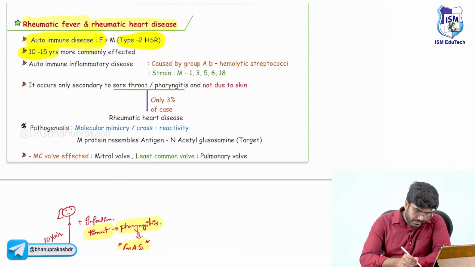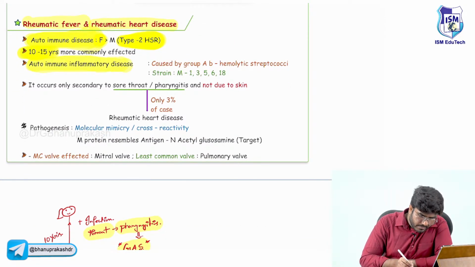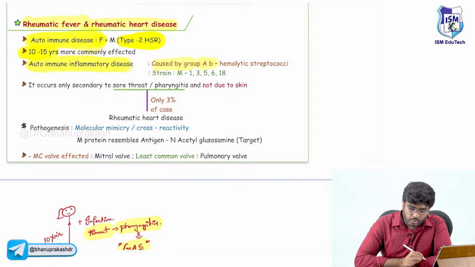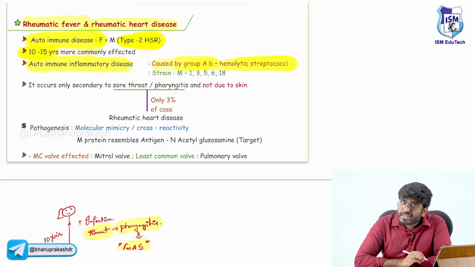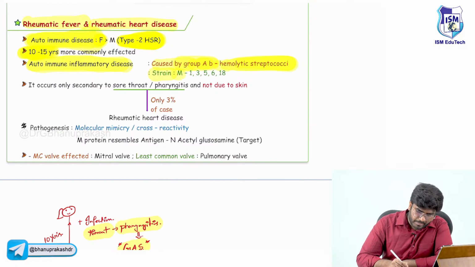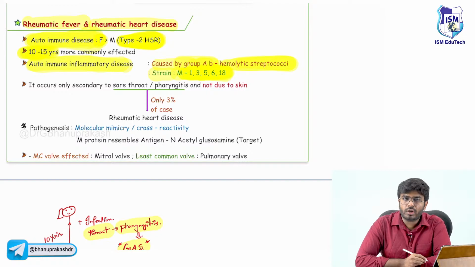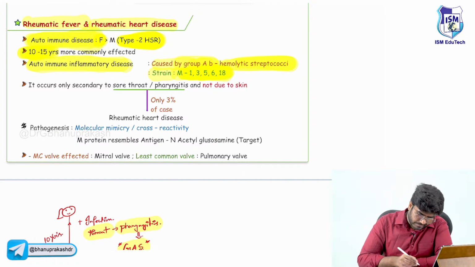Highlight: it's an autoimmune inflammatory disease. Autoimmune disease I have explained to you. Caused by what? Caused by group A beta hemolytic streptococci. Which strains? There are different strains. Strain number 1, 3, 5, 6, 18. These are the important strains of group A beta hemolytic streptococci which can lead to rheumatic fever.